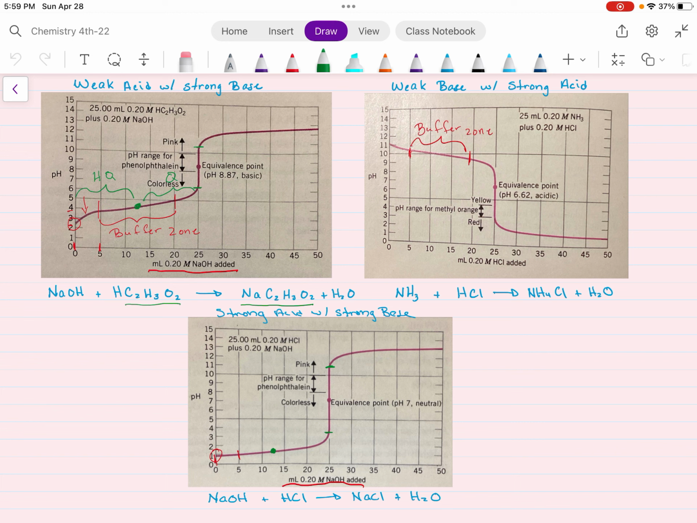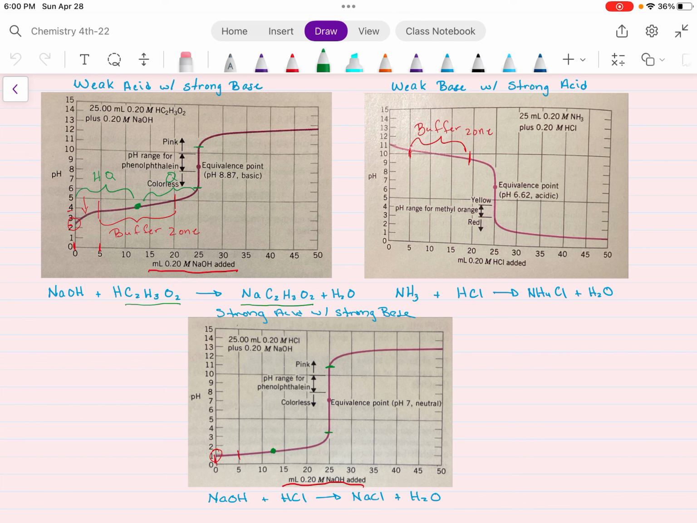If you remember, when we make a buffer, we have to use a weak acid and a weak base. Sorry, I misspoke there for a second. The reason that we use the weak acid and the weak base is because these ions are able to react with the water, and that causes the pH to change more slowly.